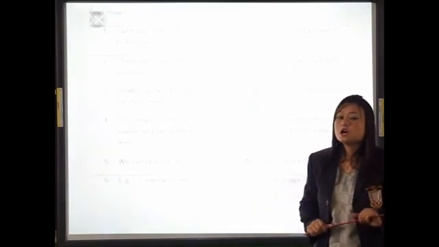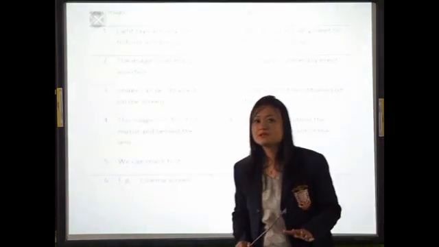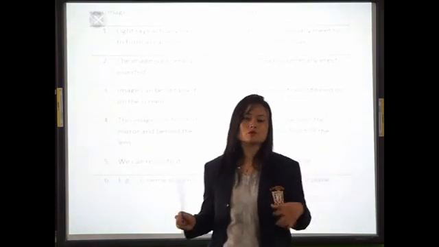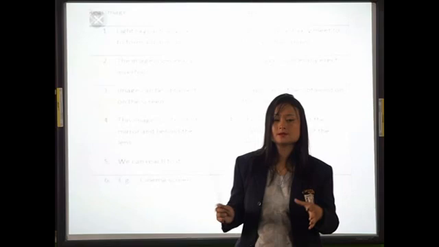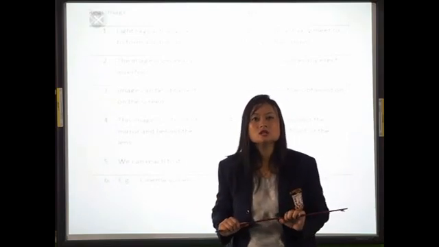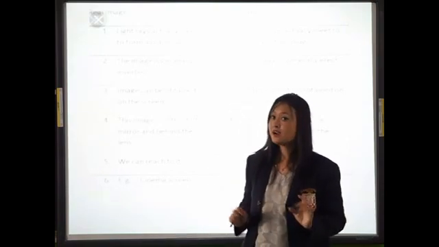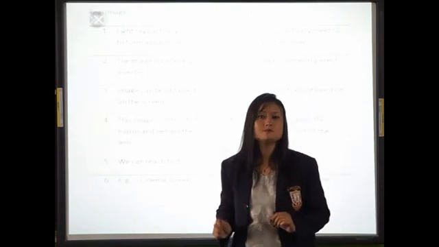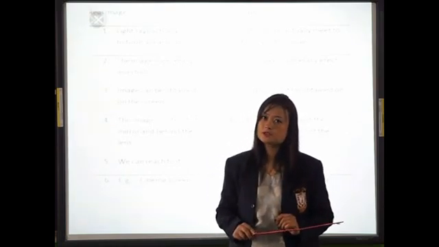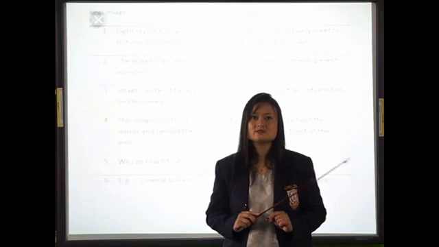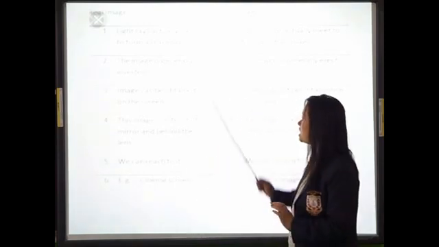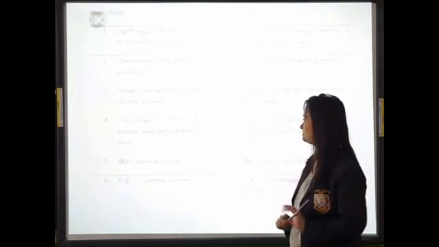Third, real images can be obtained on a screen. So when you go to cinemas, the movies that you watch through the projector, the images that you see on the screen are actually real images. Whereas virtual images cannot be obtained on a screen. Real images can be obtained on a screen, virtual images cannot. This is one of the major differences between real image and virtual image.